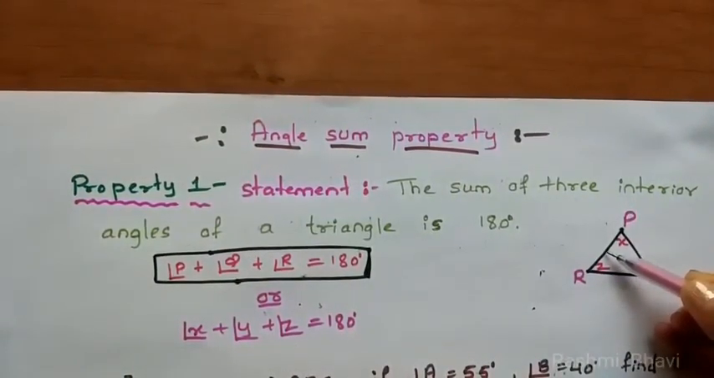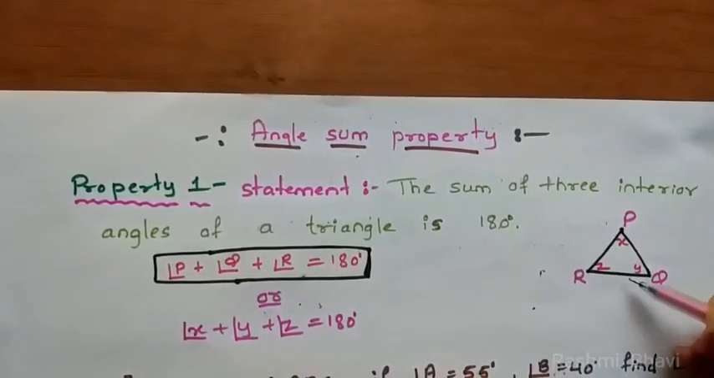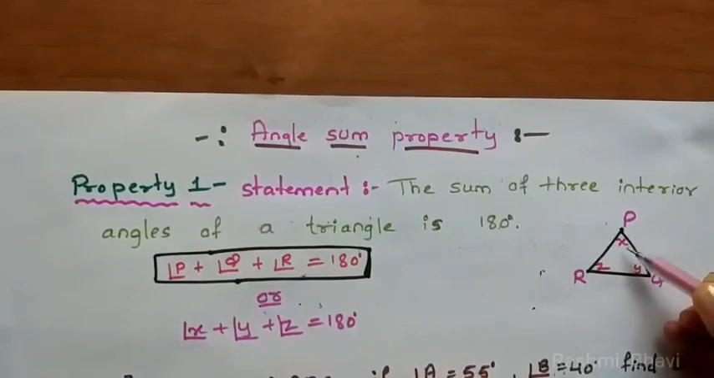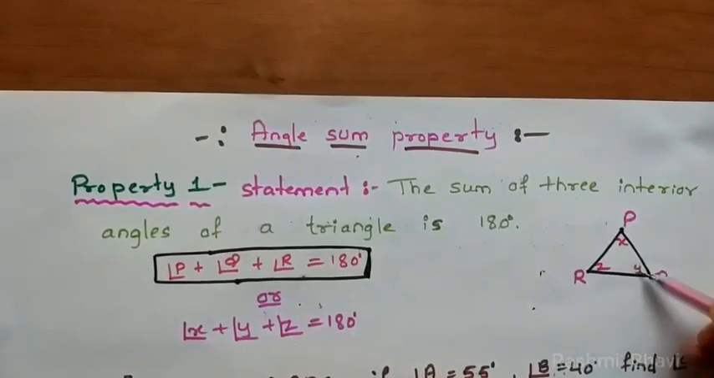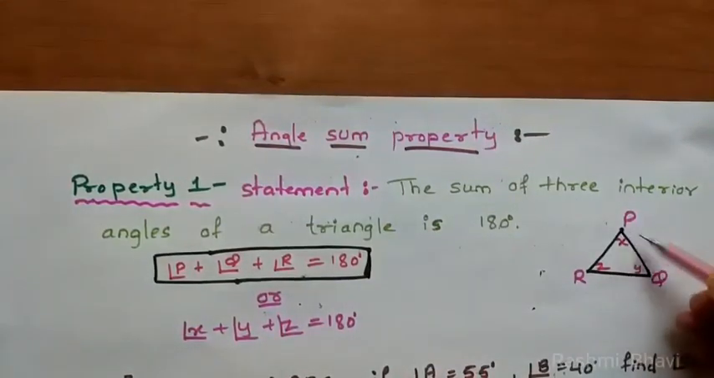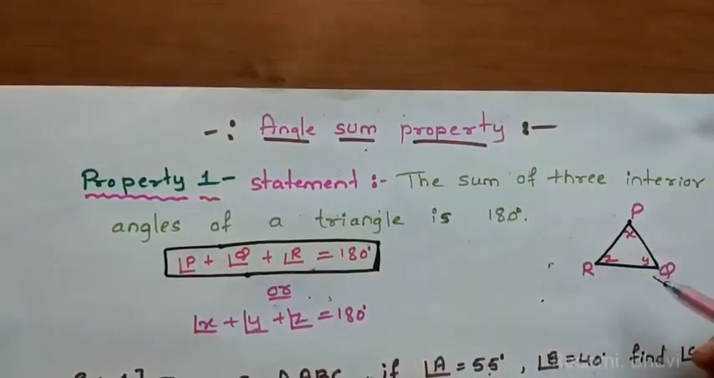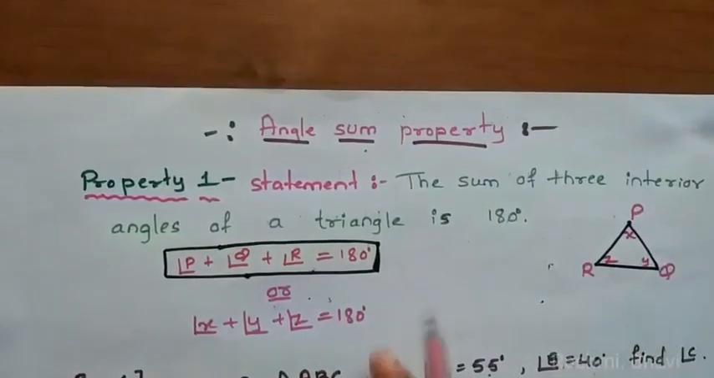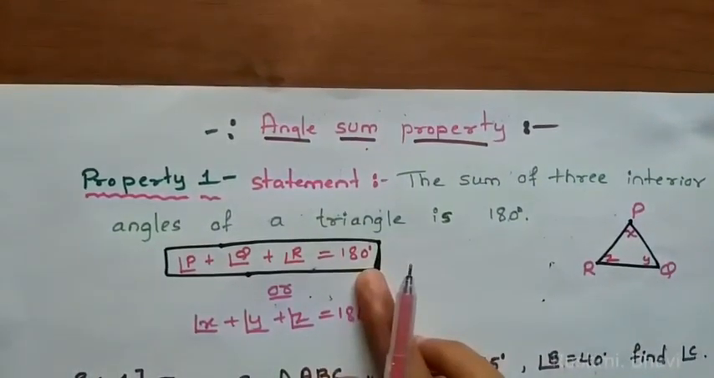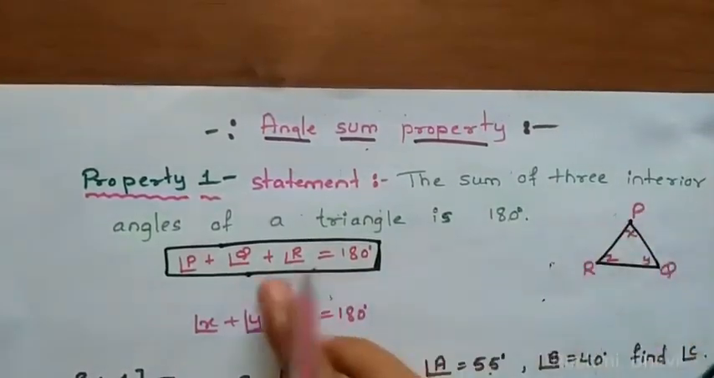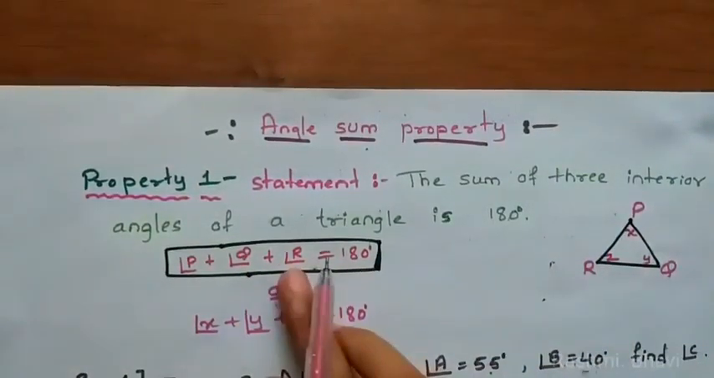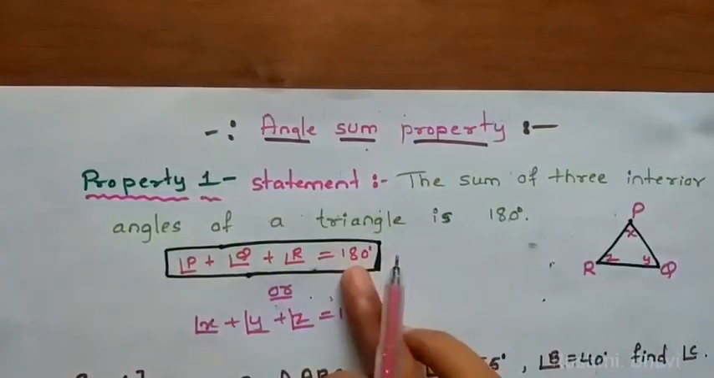Just check it out here: 1, 2, 3. In the triangle we have three sides and three angles. Here the angles are named X, Y, Z. Three angles, three sides and three vertices is said to be a triangle. When we add these three angles, the sum is always equal to how much here? 180 degrees. Here angle P plus angle Q plus angle R is always equal to how much here?